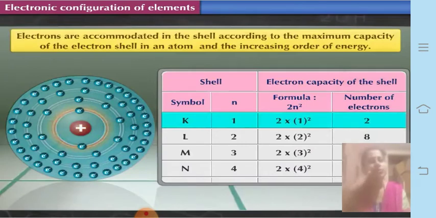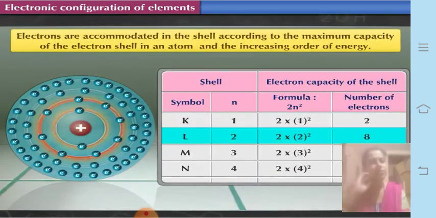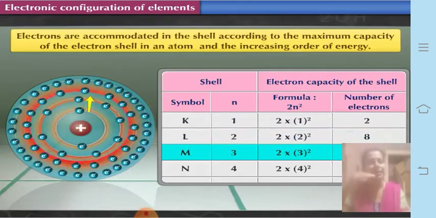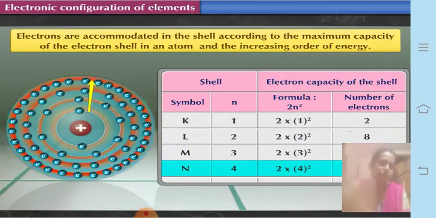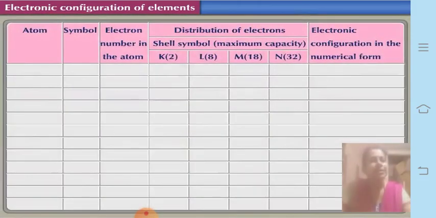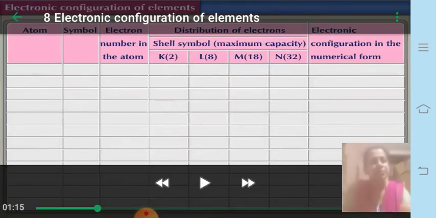Now electrons are accommodated in the shells according to the maximum capacity of the electron shell in an atom, and in increasing order of energy. Fine. Now let us take a few examples and find out the electronic configuration of each of these elements, using the table given on textbook page number 33. So now let us begin with this.